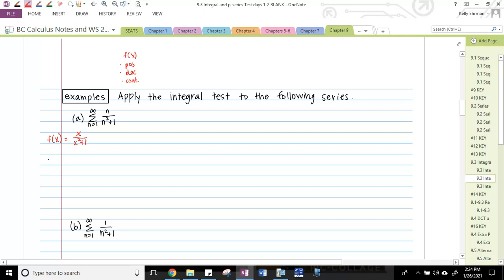So this is continuous. Check. Is it always positive for values greater than or equal to 1? Yes. And is it decreasing? Yes, it's bottom heavy. So this checks all the boxes. It's positive. It's decreasing. It's continuous. Now, if I were doing a free response question, I would write out f of x is positive, decreasing, and continuous. But here I'm just kind of making bullet points.